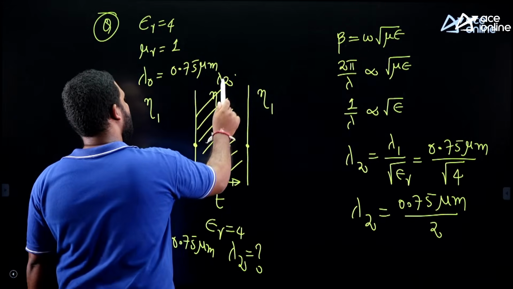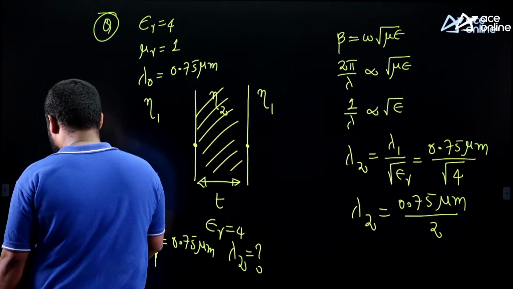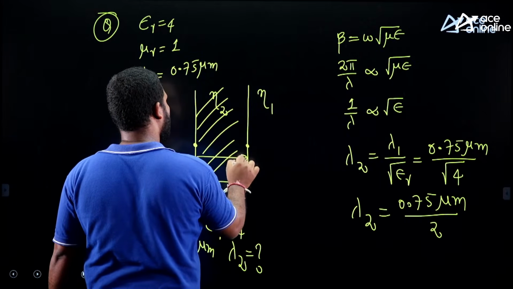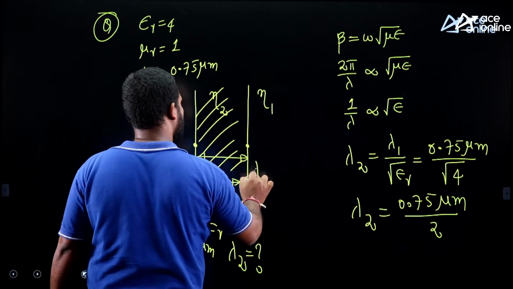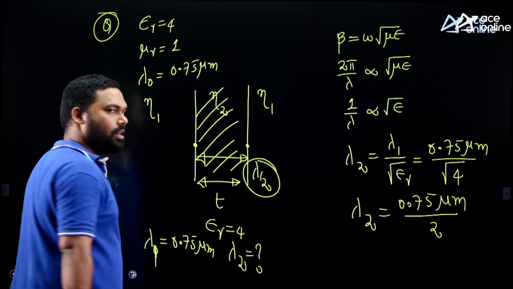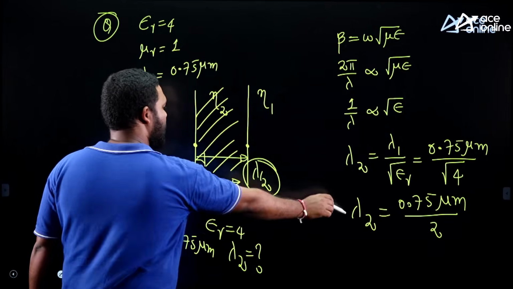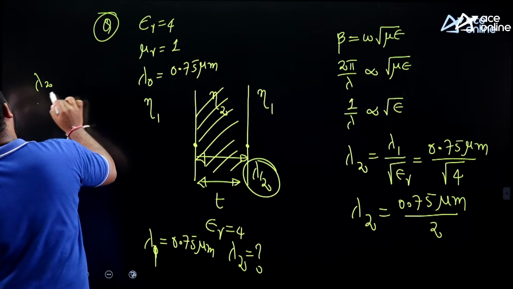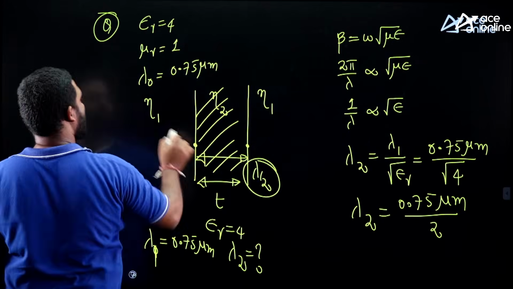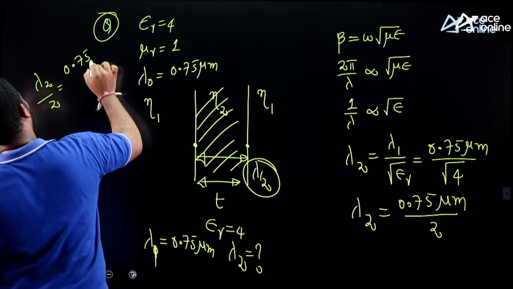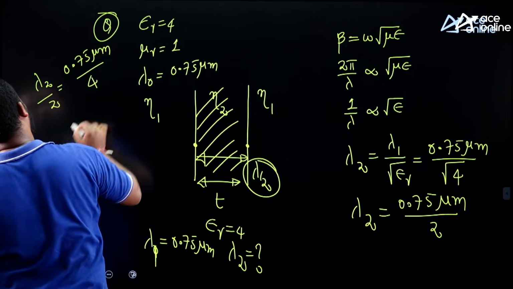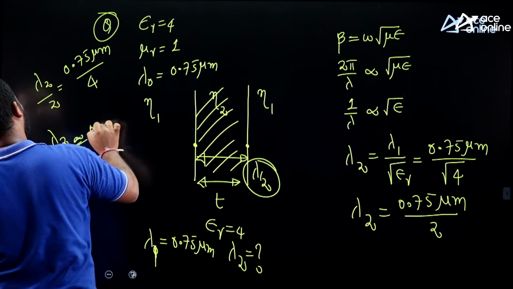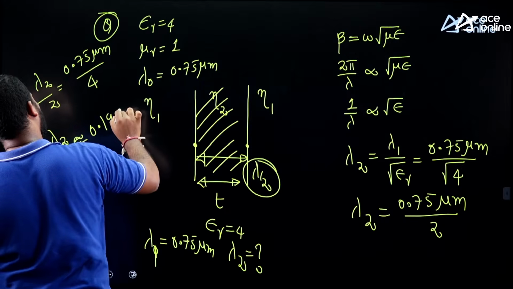From the transmission line terminology, we know that a lambda by 2 length acts like a mirror. So this length must be lambda by 2. What is the wavelength here? It is lambda 2. So the answer is lambda 2 by 2, that is 0.75 micrometer by 4. Rounded to 2 decimal points, it is 0.19 micrometers is the answer.